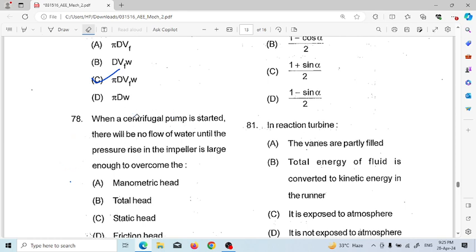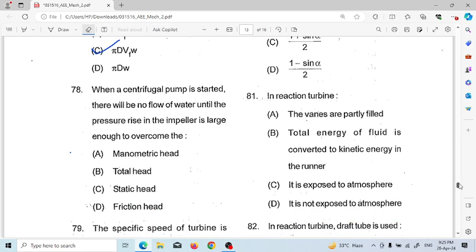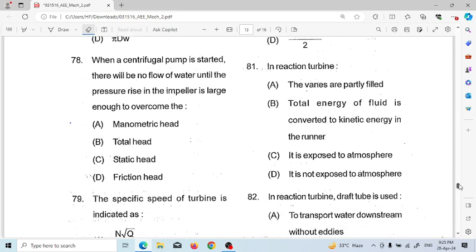Next question number 78. When a centrifugal pump is started, there will be no flow of water until pressure rise in the impeller is large enough to overcome. The answer will be manometric head.